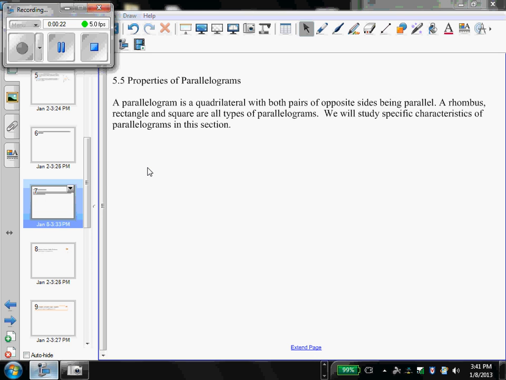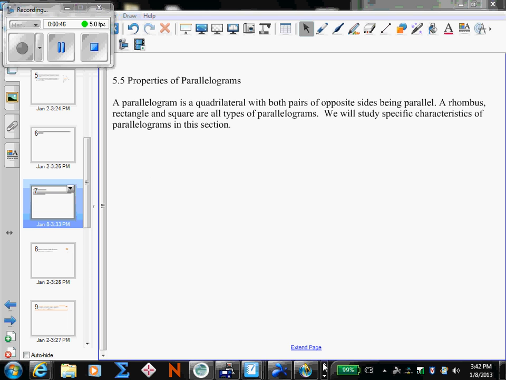A rhombus, a rectangle, and a square are all types of parallelograms. So more specifically than just a parallelogram, it could be a rhombus, rectangle, or square. We're going to study characteristics of parallelograms in this section. In 5.6, we'll look closer at rhombi and squares and rectangles.